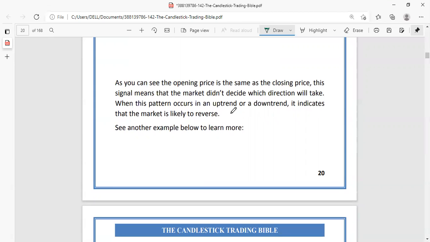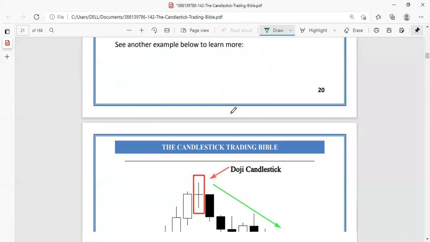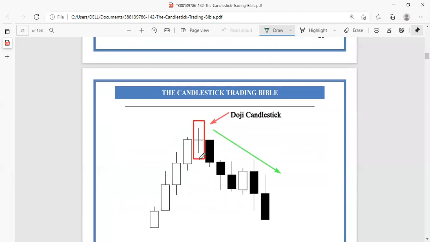If it occurs in an uptrend, this one mostly occurs in uptrend and also in downtrend, it helps us, and it shows that the market is reversing. It's important to take note of this Doji candlestick because it shows us that the market is now reversing. Look, the market was going up. It was going up, and traders enter, and here you can see the candlestick. The market once moved up.